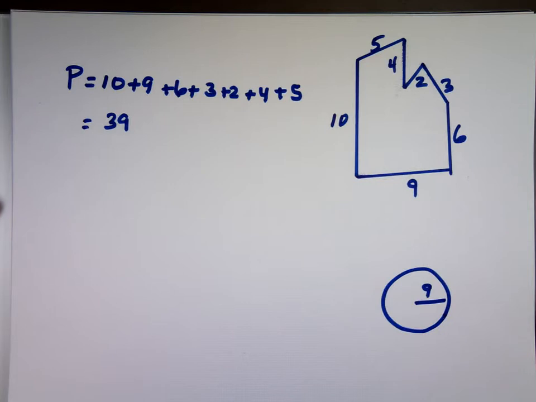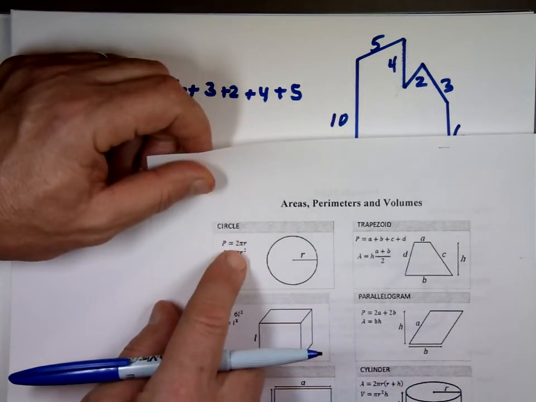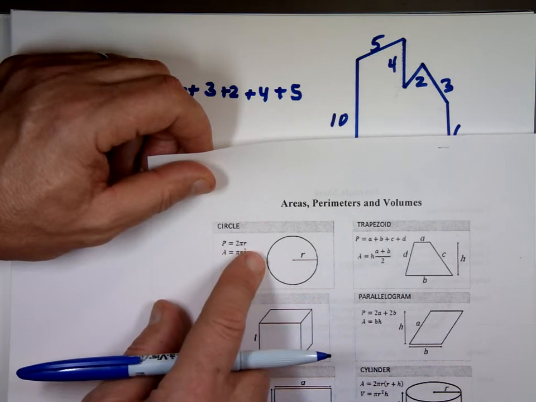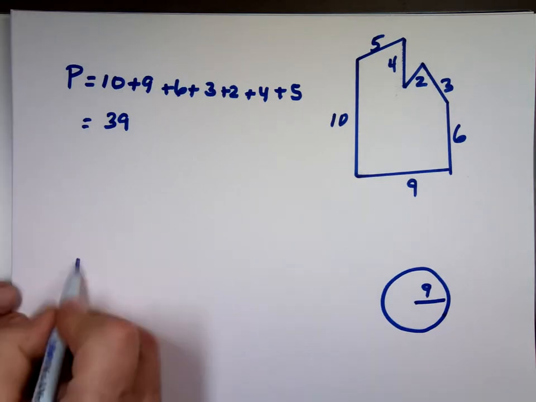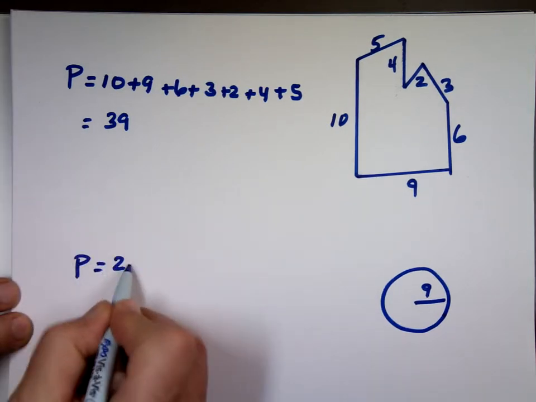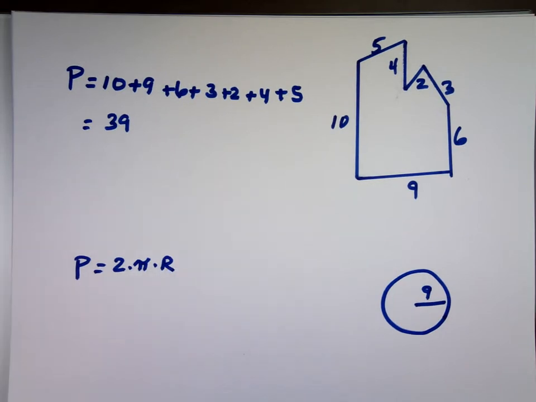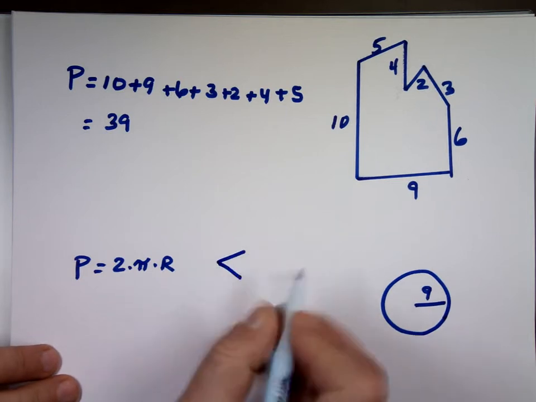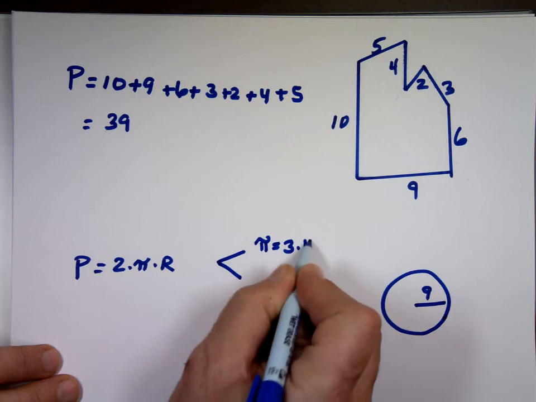When you have a circle, that's called a circle. The perimeter of the circle, we have an equation for that. 2 pi r. So the perimeter is 2 times pi times r. Now, for people who have never seen pi before, the book will tell you which one to use. Sometimes we use pi equals 3.14.